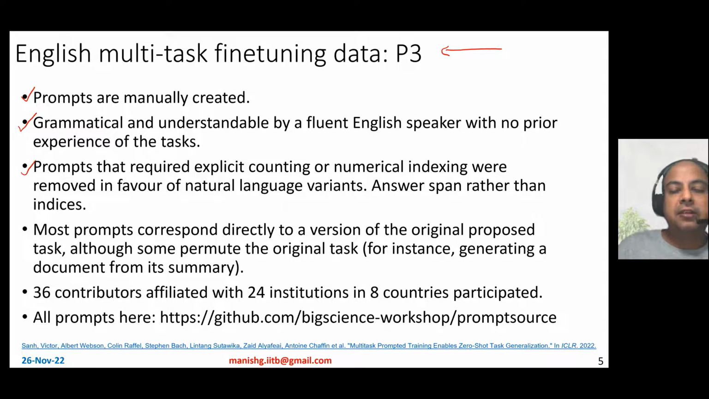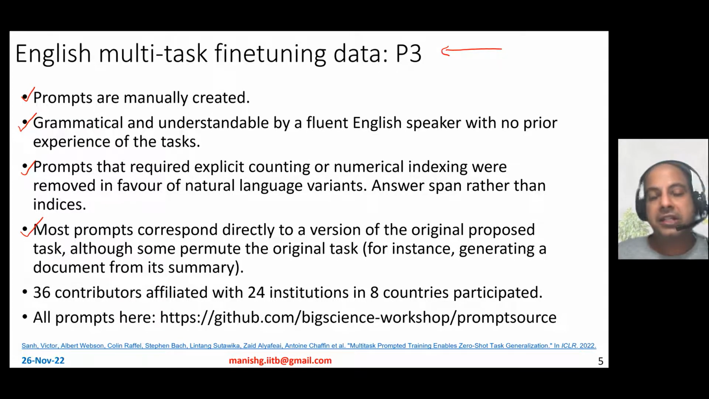Now, prompts that require explicit counting or any numeric indexing have been removed and replaced by natural language variants. For example, question answering can be considered as a task where you predict the span, the start index and the end index in a large passage for answering a particular question. But they converted that task to actually predicting the actual text rather than just the start and the end index. Most prompts correspond directly to a version of the original proposed task, but some of them include permutations. For example, you could say generate a document from its summary rather than just summarize a document, right?